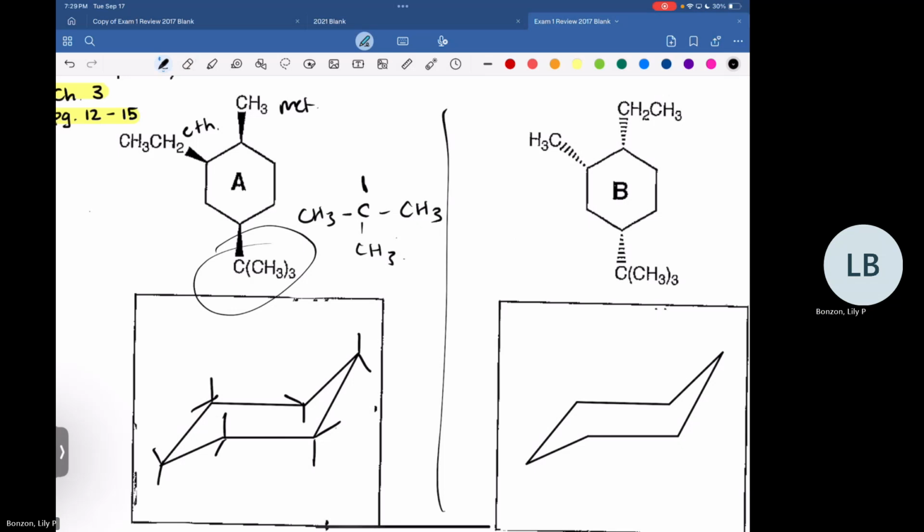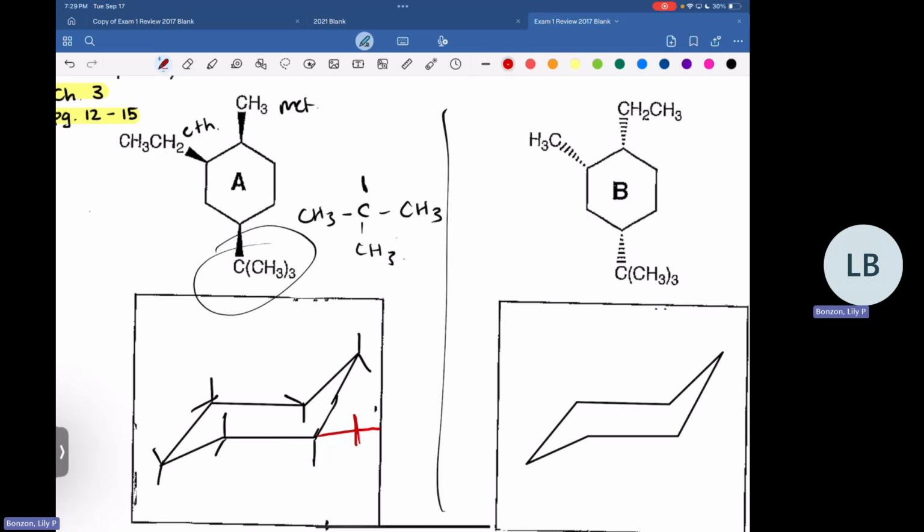You can start from whichever carbon you like. I just always do this one. And for the t-butyl groups, you can just draw them as a T. That's fine. So that's where I start. I'm actually going to do that in a different color so you can see. Okay, so that's my t-butyl group in the equatorial position.